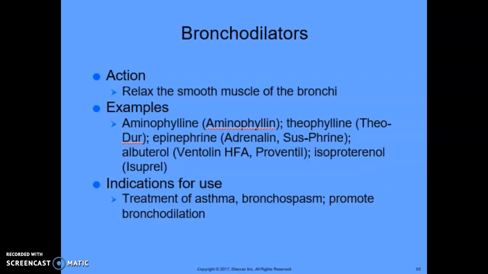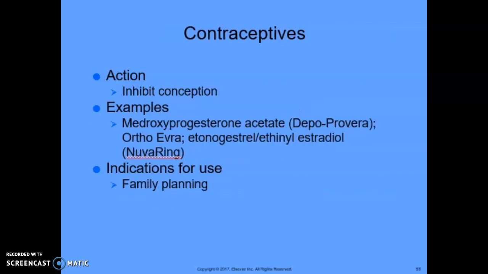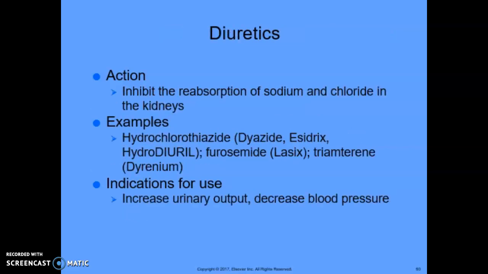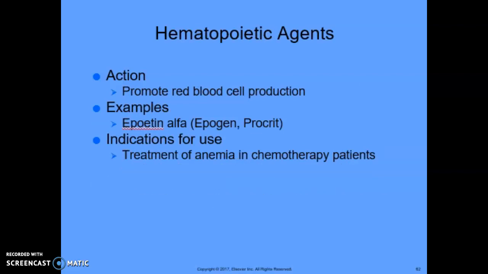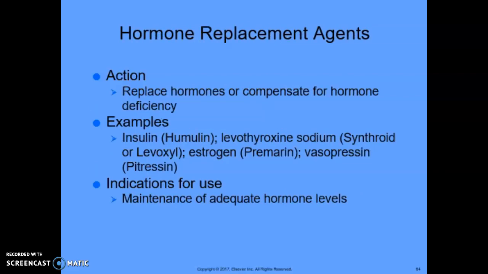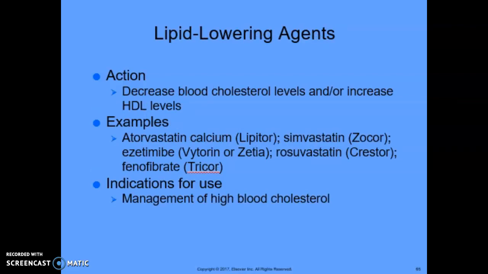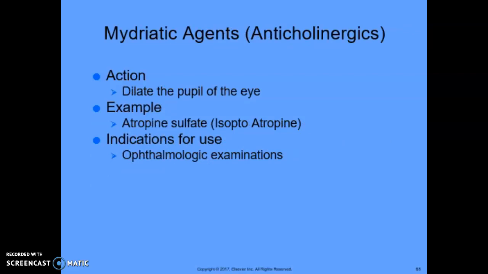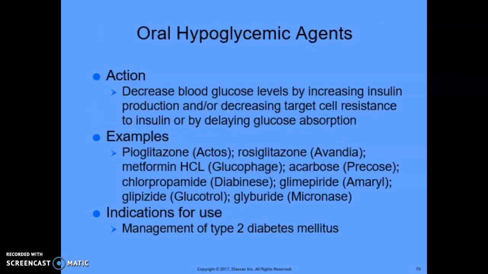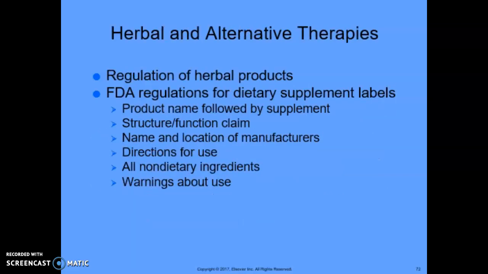Antiviral agents, bronchodilators, recrusin, cathartics, laxatives, central nervous system stimulants, contraceptives, decongestants, diuretics, expectorants, hematopoietics, hemostatic agents, hormone replacements, hypnotic or sedatives, lipid lowering agents, miotics, mydriatic agents, narcotics, oral hypoglycemic agents, osteoporosis agents. We've talked about both in pharmacology and ALH for a little bit the herbal and alternative therapies.